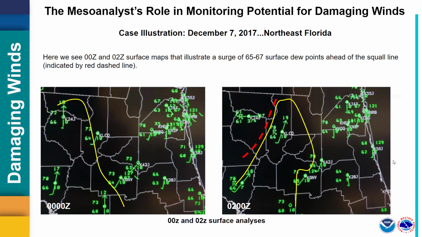Here are the surface maps for 0Z and 2Z. We can see a surge of 65 to 67 degree surface dew points just ahead of the squall line, which is marked by the red dashed line. This would support the NAM solution of an axis of sufficient CAPE to maintain the squall line intensity as it moved eastward. Note the somewhat more southwesterly surface flow associated with the higher dew points.